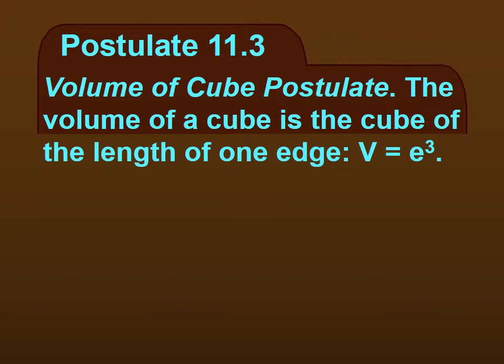Now we're going to talk about the volume of a cube. The volume of a cube is the length of one edge cubed. So if you let one edge be e, then you're going to do e cubed, and that's going to be the volume of a cube.